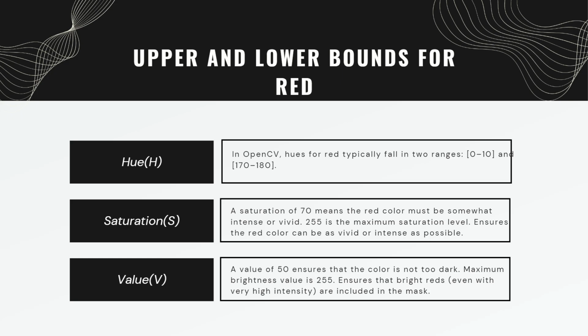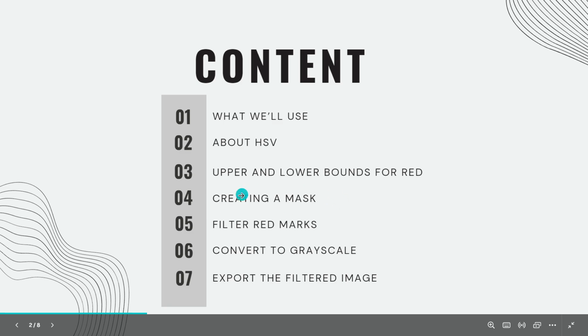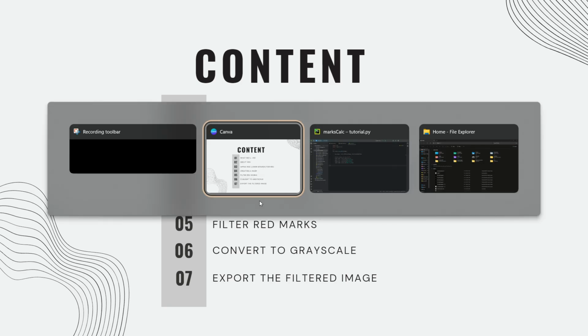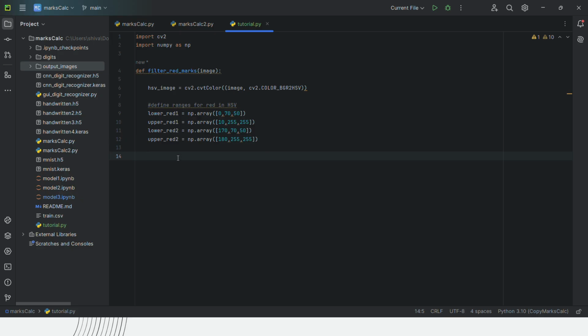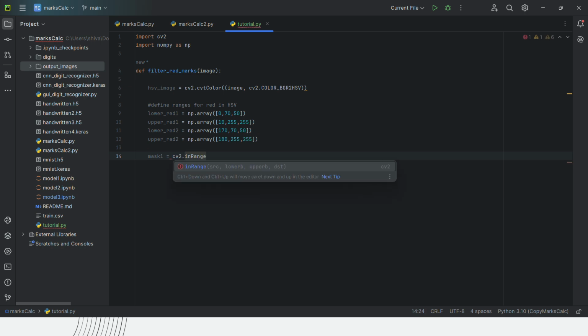Okay. Now that we have the ranges, we'll create a mask. A mask is to be created so that the red marks written in red ink will be isolated. Since we have two ranges, we'll have to create two masks. The first mask will use cv2.inRange, the inRange function.